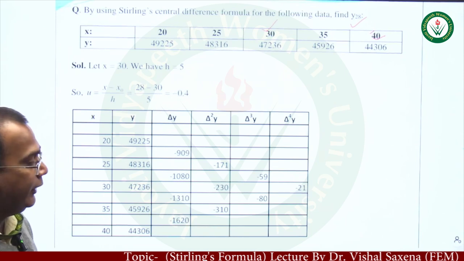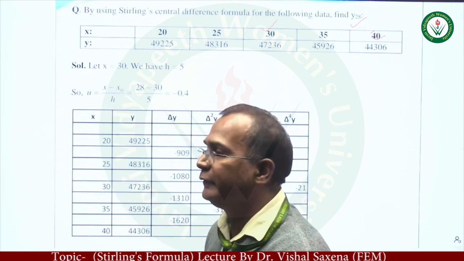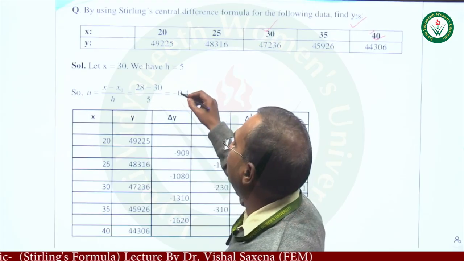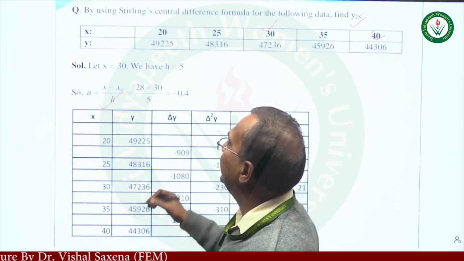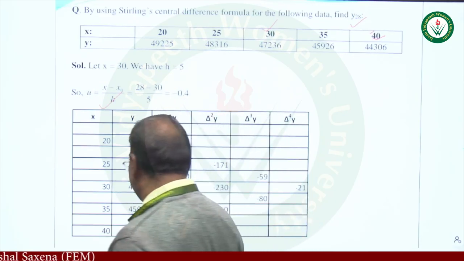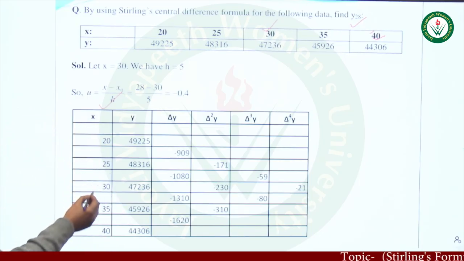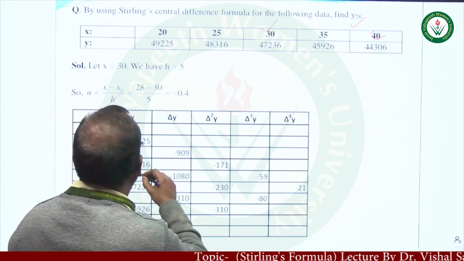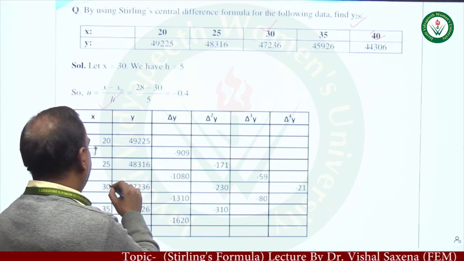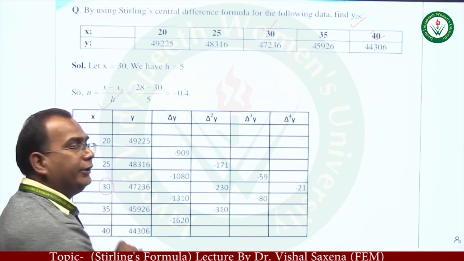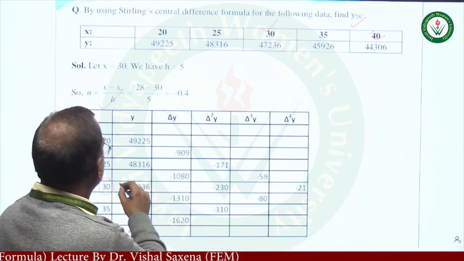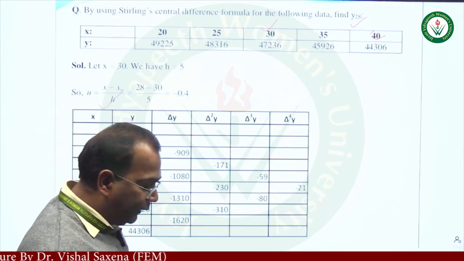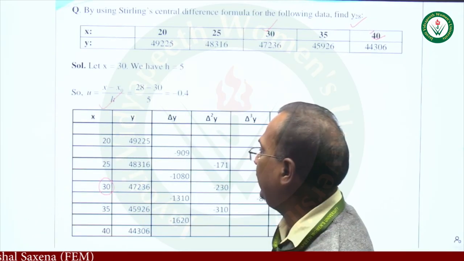First we have to find the value of U. U is taken as X minus X naught upon H. This is the formula, X minus X naught upon H. Because this is the difference table, these are the values of X and these are the values of Y. So we have to take the values of X here. At the center 30 is coming, and 28 is coming around the center.